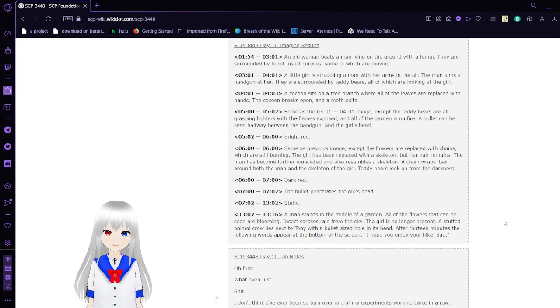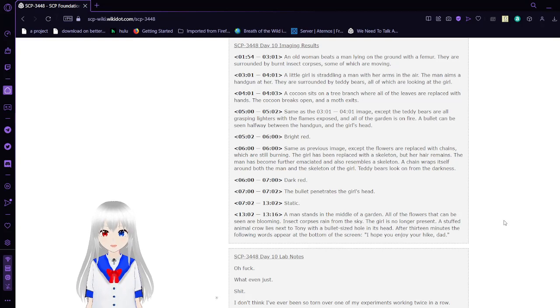401 to 403. A cocoon sits on a tree branch where all of the leaves are replaced with hands. The cocoon breaks open and a mouth exits. 5 to 502. Same as the 301 to 401 image, except the teddy bears are all grasping lighters with the flames exposed, and all of the garden is on fire. A bullet can be seen halfway between the handgun and the girl's head.